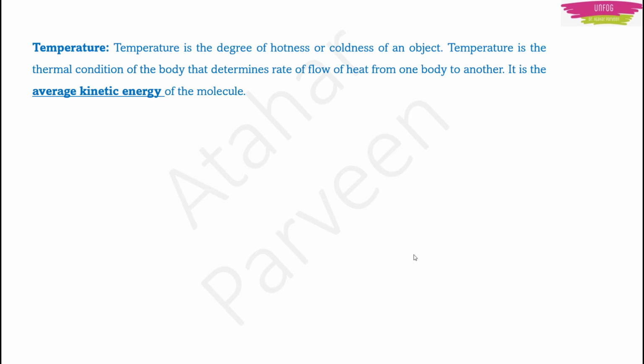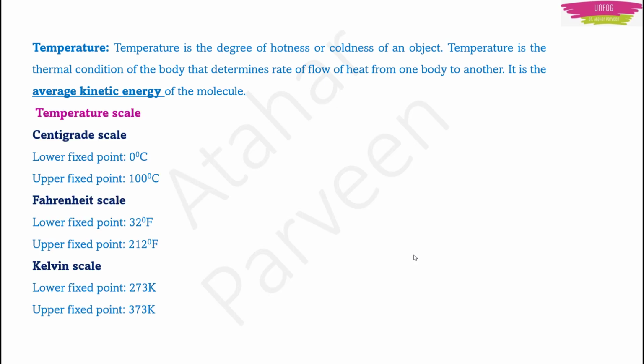Now, how do we measure this temperature? We measure it with a thermometer, right? That thermometer will have different scales, right? So, we have different scales for different temperature. And each one will have a lower fixed point and an upper fixed point. They will have different units. Each temperature will have a different unit.